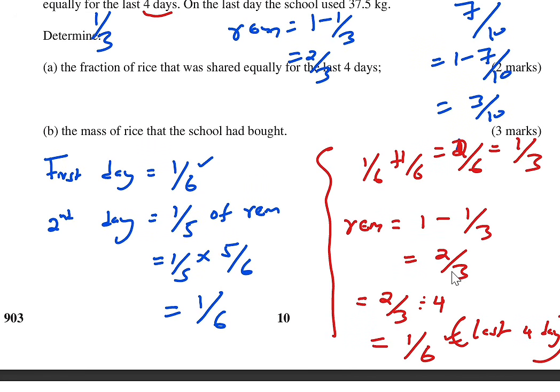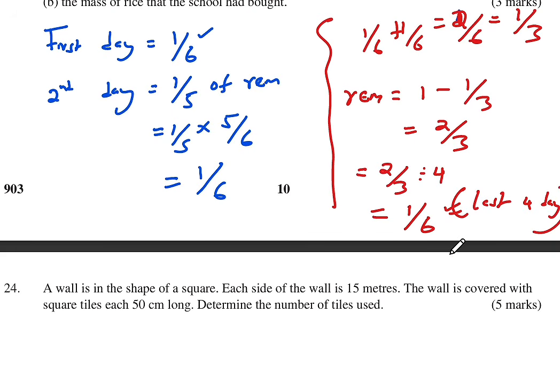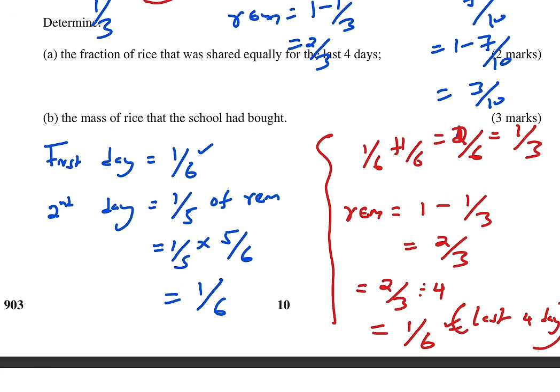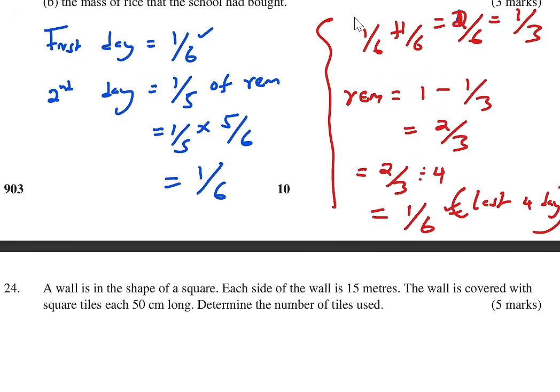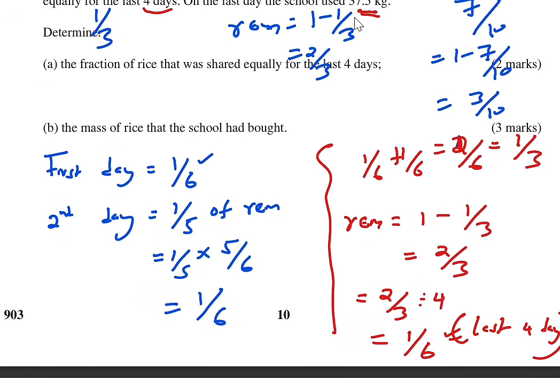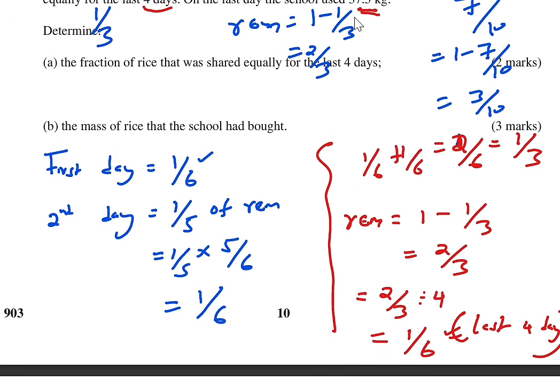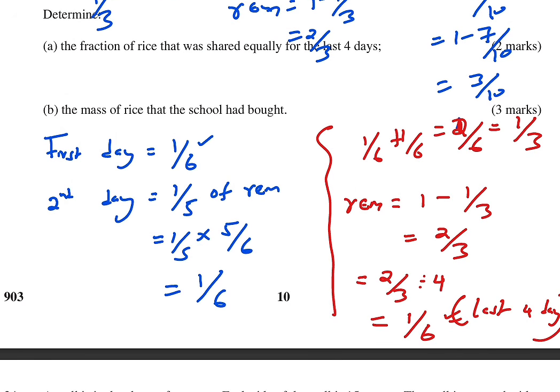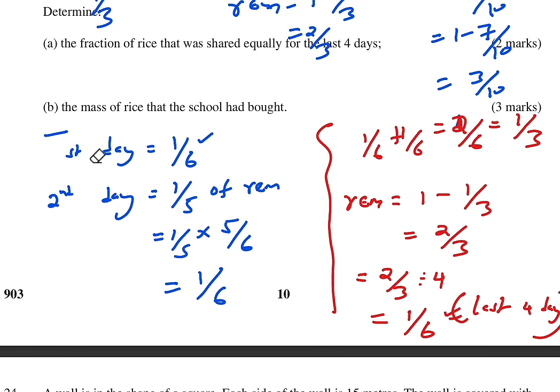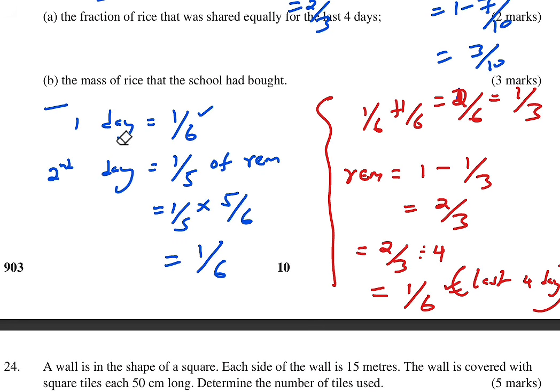Part B: the mass of rice that the school had bought. I want the total. I have been told that on the last days they used 7.5 kilograms. Very easy. We write where we have planned the work. Allow me to rub this part so that we can work it out there.